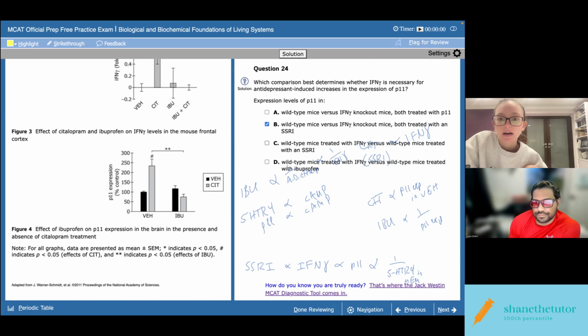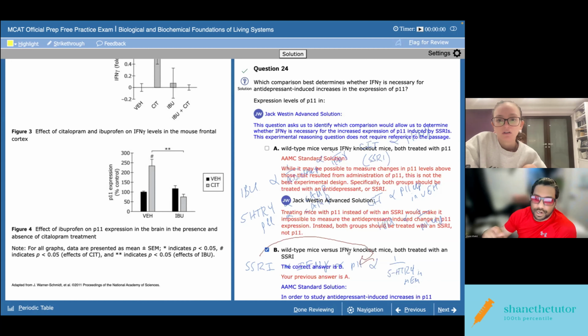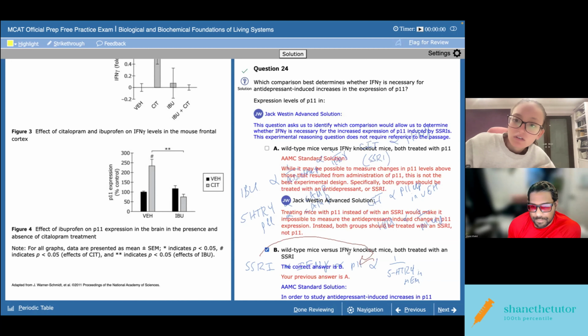This one, it's saying that one of them has it, one of them only has SSRI. I don't know if you can necessarily draw the connection there. So I really like that this one, it's both, okay, yeah, B. This one, it's IFN gamma is absent. That's QD. Because we're being asked, how do we know that an SSRI that leads to IFN causing an increase in P11?